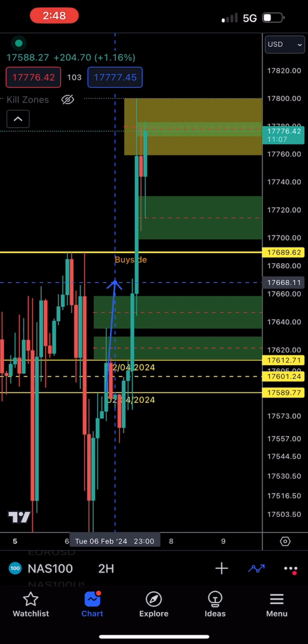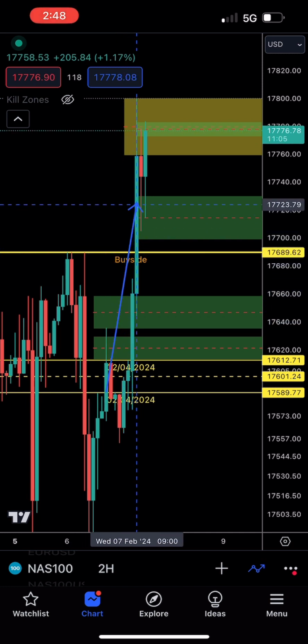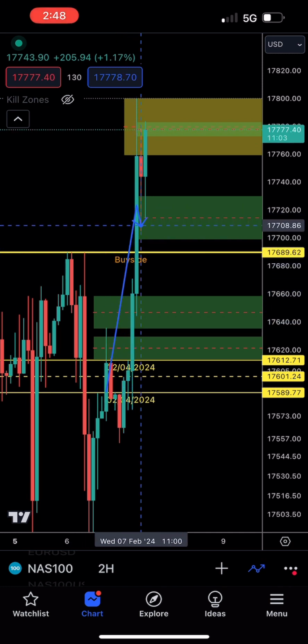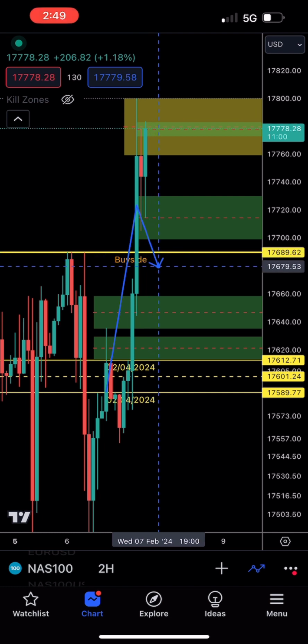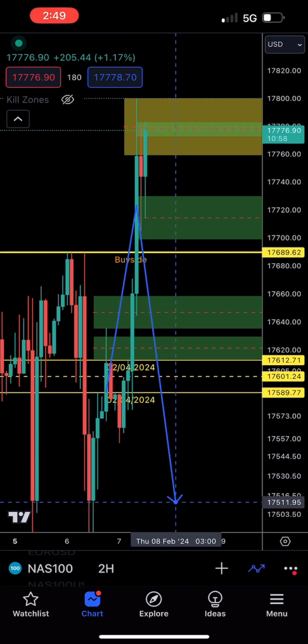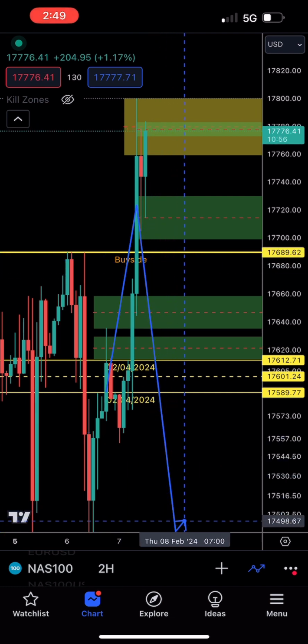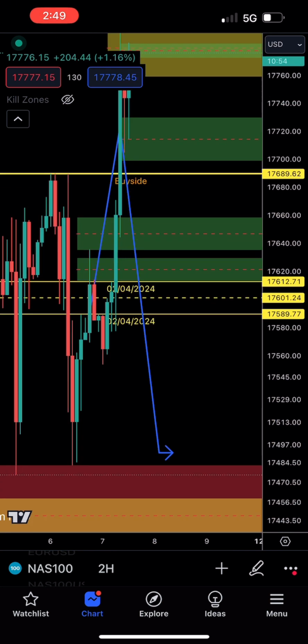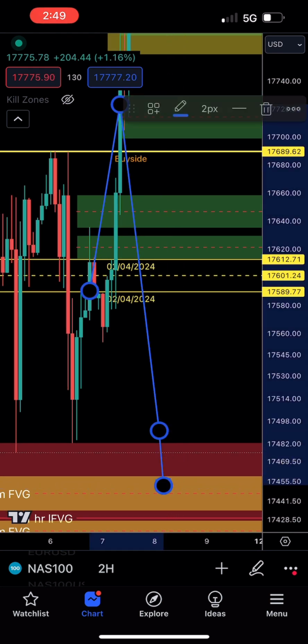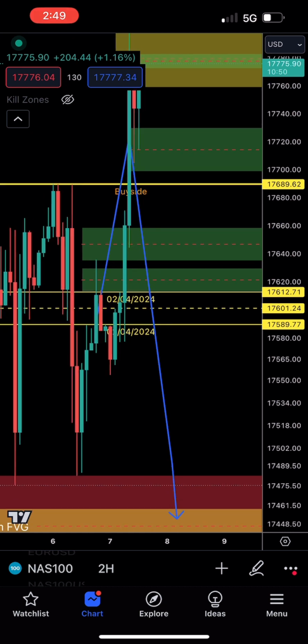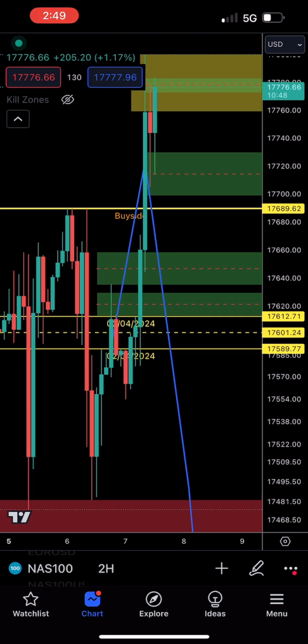So the plan, after I saw the market break past the buy side, was for it to either just break over the buy side and sweep that liquidity, and then drop all the way back down into that 1 hour fair value gap that I was showing you guys right here. That's also coupled with the 4 hour fair value gap, that red box.